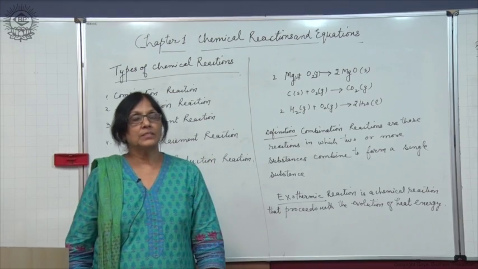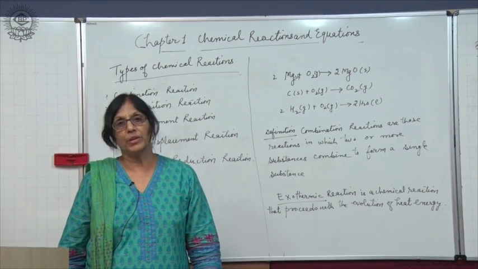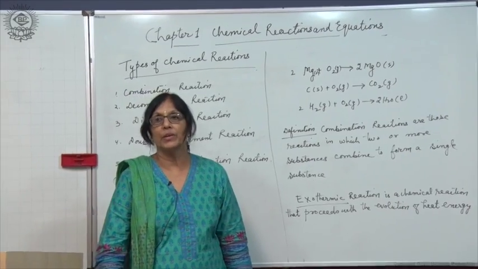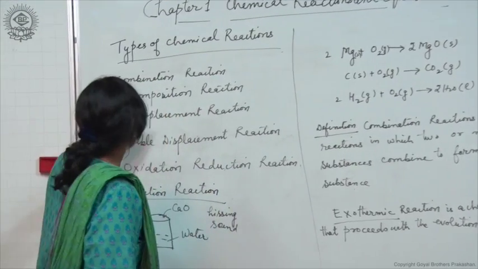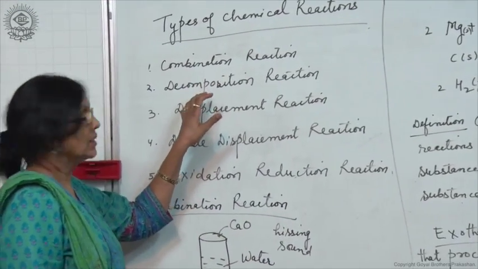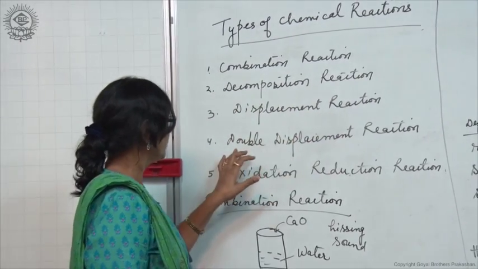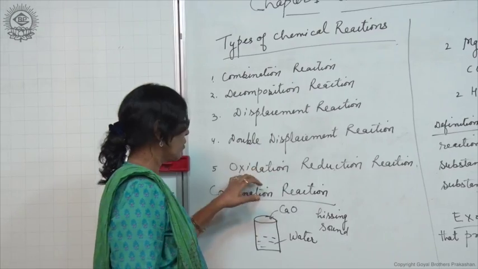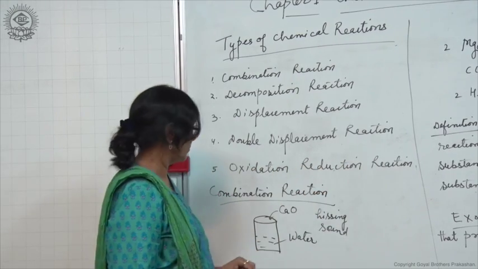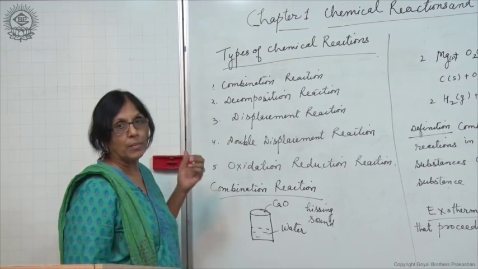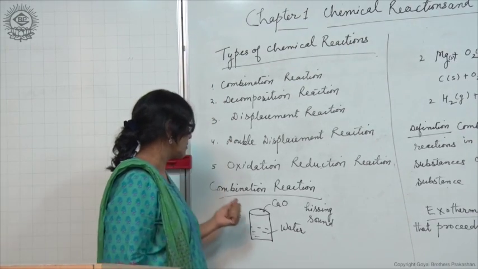Now we will discuss different types of chemical reaction. Mainly there are 5 types of chemical reaction: combination reaction, decomposition reaction, displacement reaction, double displacement reaction, oxidation reduction reaction. Now before we start discussing combination reaction, let us discuss an activity.